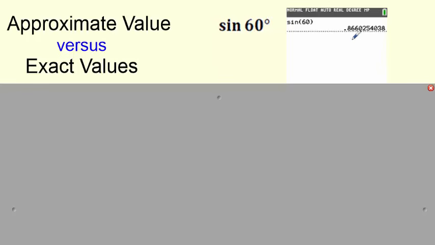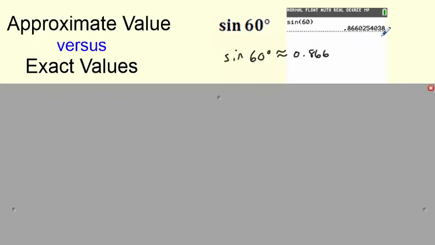0.8660254. That's a great decimal. It's to 8 places, but that's actually cut off here. The calculator would like to keep going, but it can't. It only shows like 8 or 9 decimal places here. So this is approximate. So when we do the sine of 60, we always say something like this. It's approximately 0.86 or 0.866. That's a rounded value.